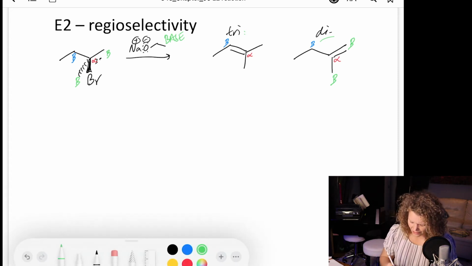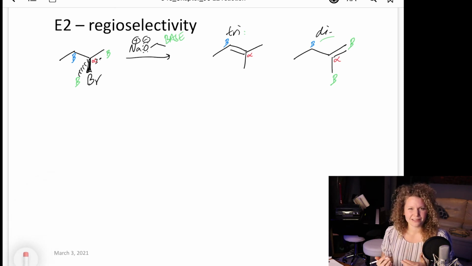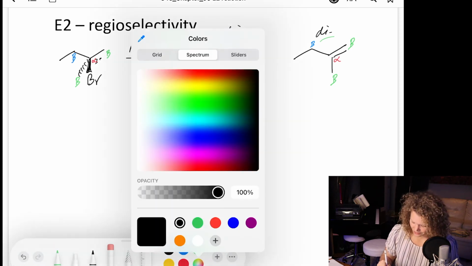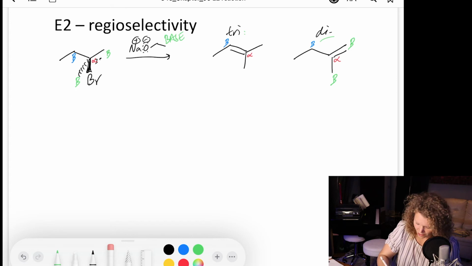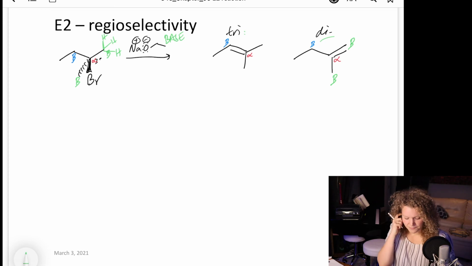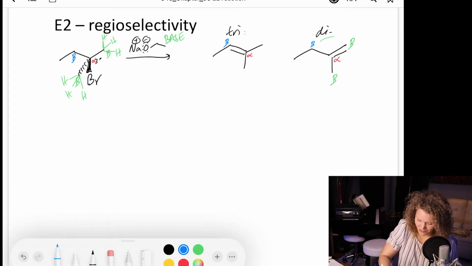What I want to do is think about what selectivity we expect to see and what actually happens in the lab, all right? So let's draw out our hydrogens. I'm going to do this in the correct color corresponding to the beta carbons. Let's draw out our 3 protons here. Okay. Now we have that other methyl. There's 3 protons here. And let's draw out our protons on this other beta carbon.